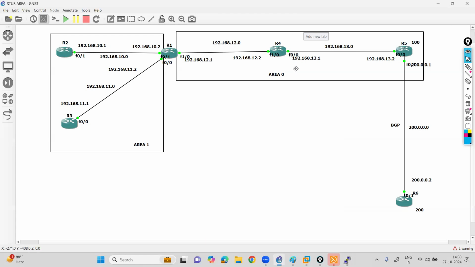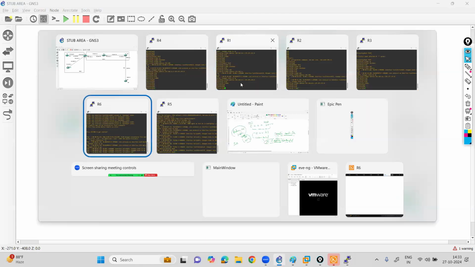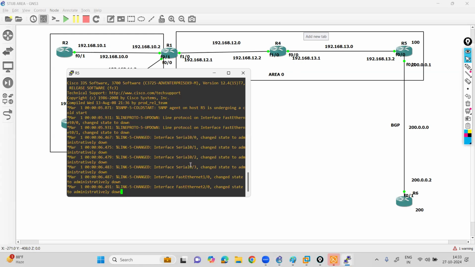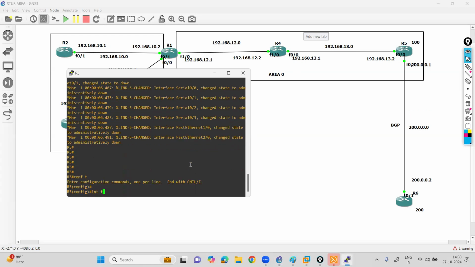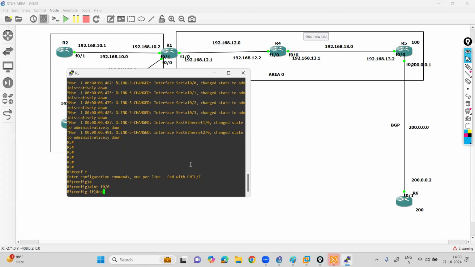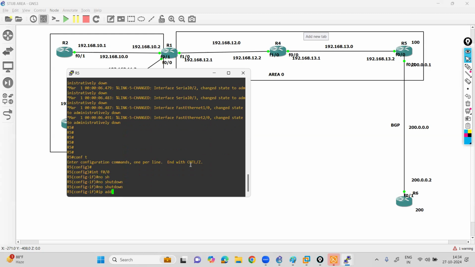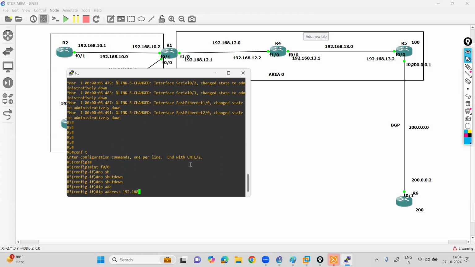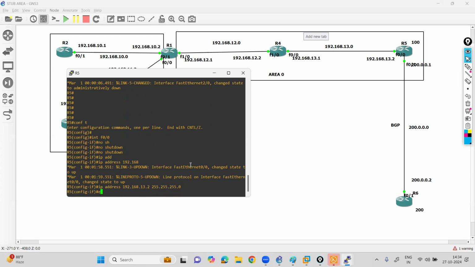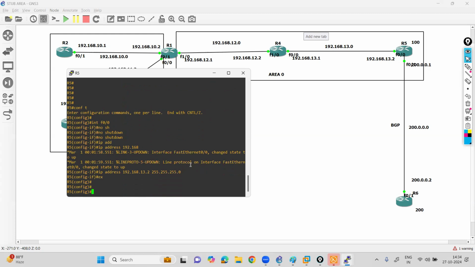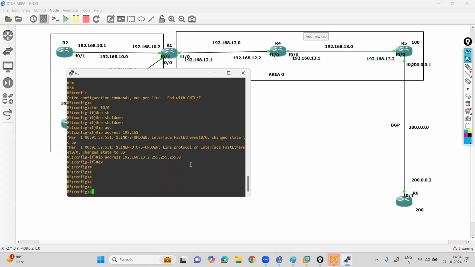Next router is our router number 5. Let's do the configuration on R5. Configure terminal, interface F0/0, no shutdown. IP address is 192.168.13.2 and 255.255.255.0. Okay. Next interface is what?